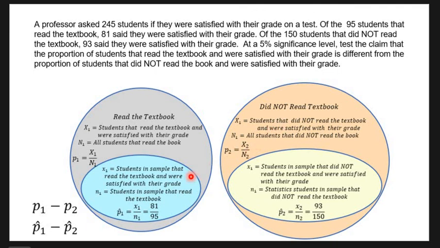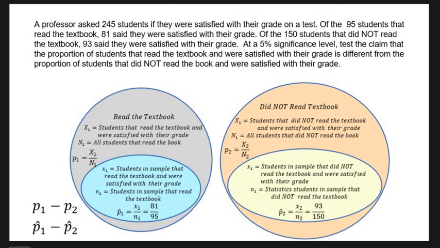So the sample is the 245 students that this professor surveyed. And from that sample, we have 95 that read the book. So N1, the sample size for those that read the book, is 95. And of those 95, 81 were satisfied with their grade. And for those that did not read the book, the sample size was 150. And of those 150, 93 were satisfied with their grade.